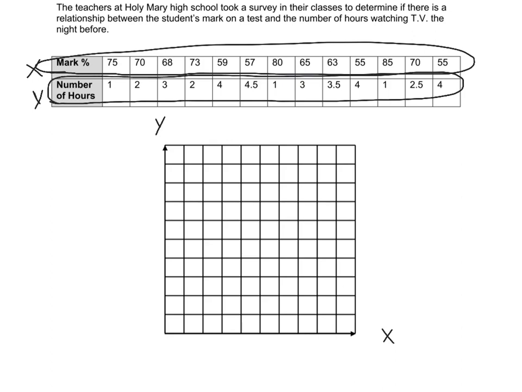Okay, because it says they want to know if there is a relationship between the student's mark on a test and the number of hours. So they want it in that order. So we got to make sure that we appropriately value the y-axis and the x-axis.